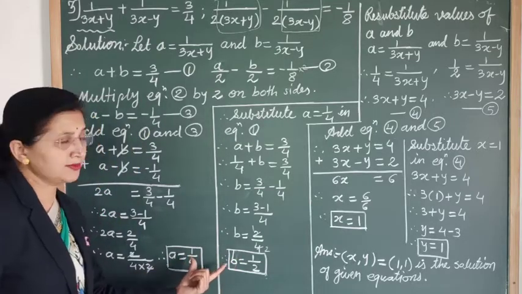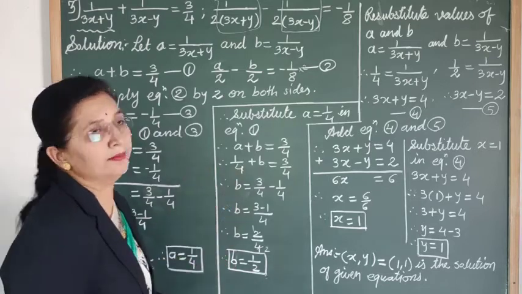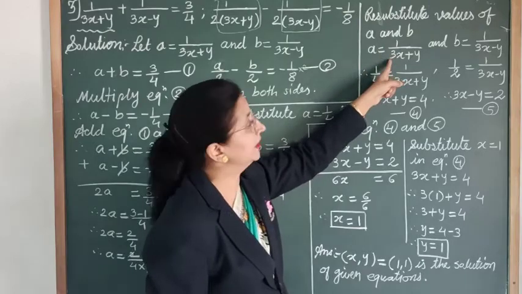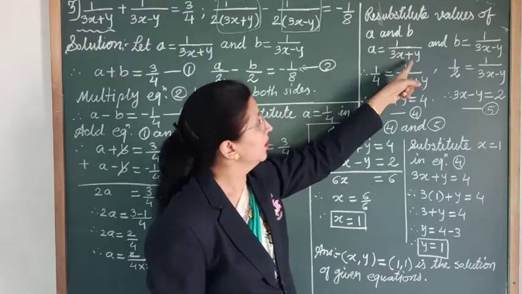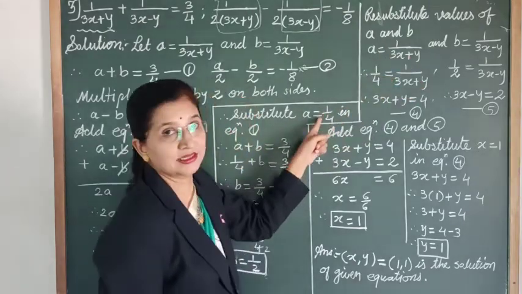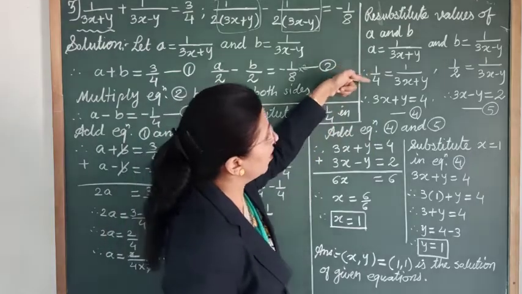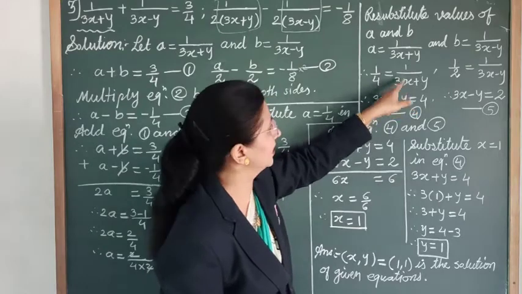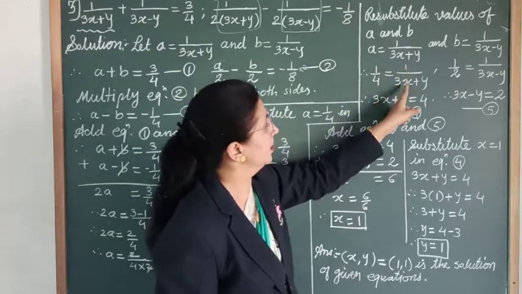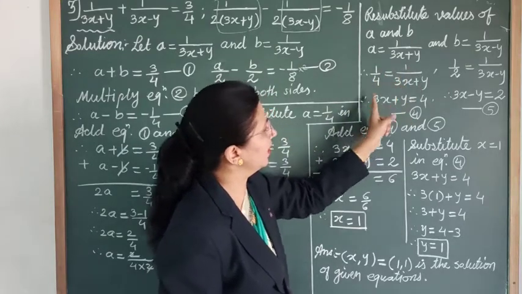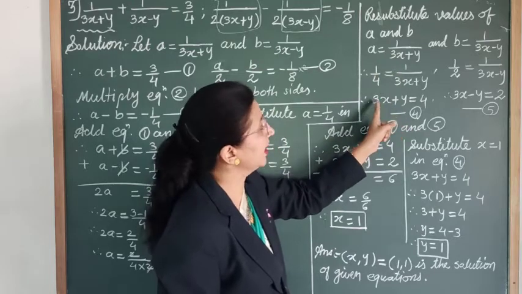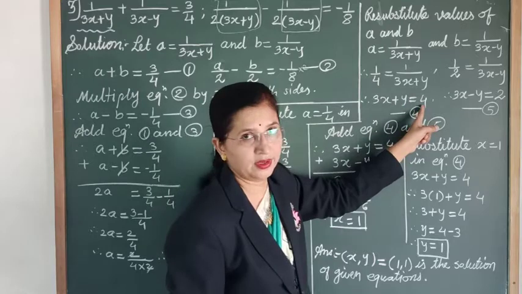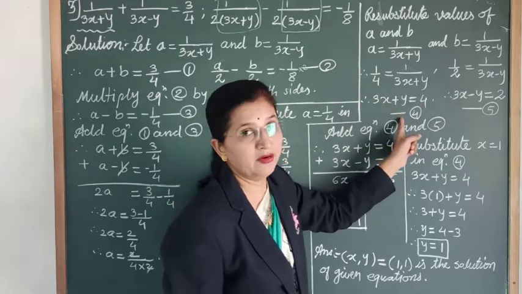So let's resubstitute the values of a and b. What is our a? a is 1 upon 3x plus y. The value of a we got is 1 upon 4, so 1 upon 4 is equal to 1 upon 3x plus y. Let's take the cross multiplication. 3x plus y into 1, that is 3x plus y, is equal to 4 into 1, that is 4. Let's give this as equation number 4.